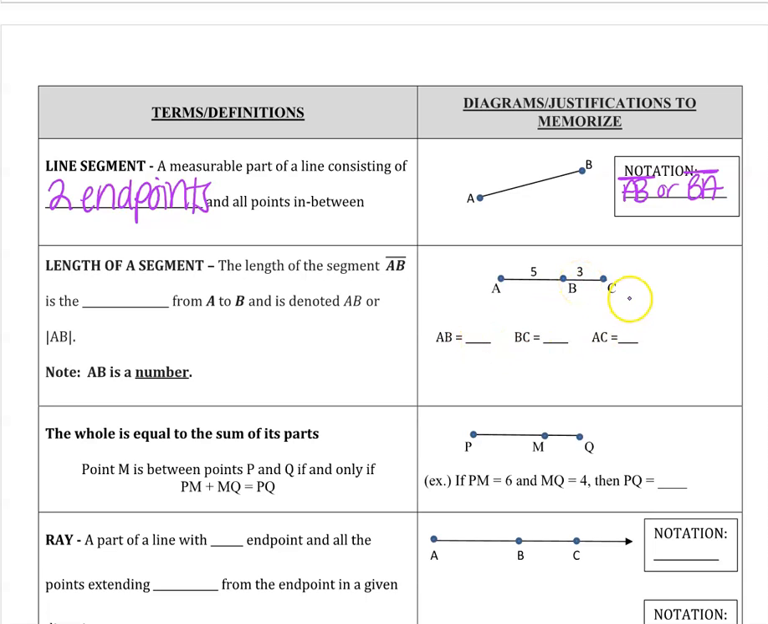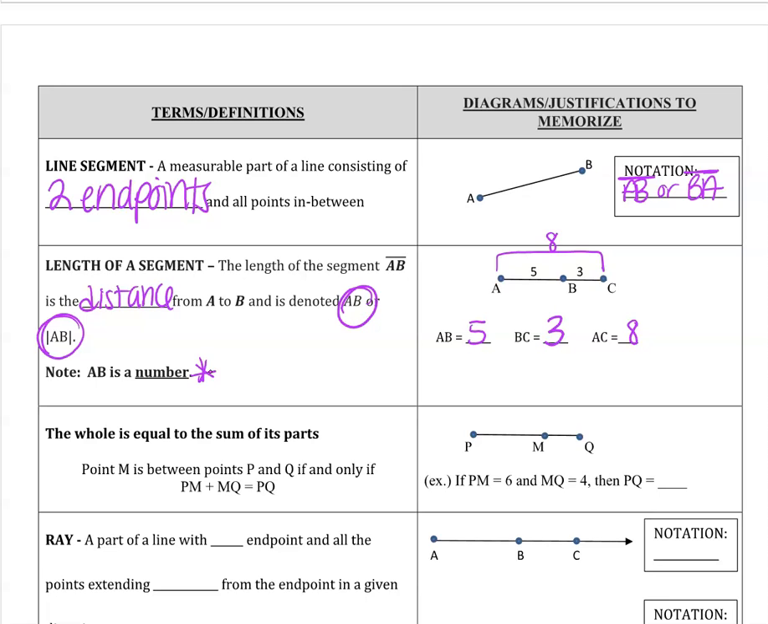So just jumping even to this example, AB equals, that's saying what's the length or the distance between A to B? And that would be 5. What's the distance from B to C? What's the distance from A to C, which in this case would be 5 plus 3, which is 8. So the length of a line segment AB is the distance from A to B and is denoted as AB or with the little absolute value bars. Honestly, 9 times out of 10, you're just going to see capital A, capital B.